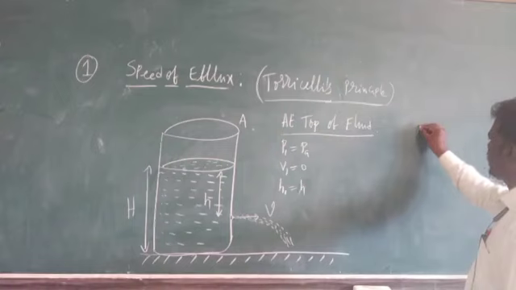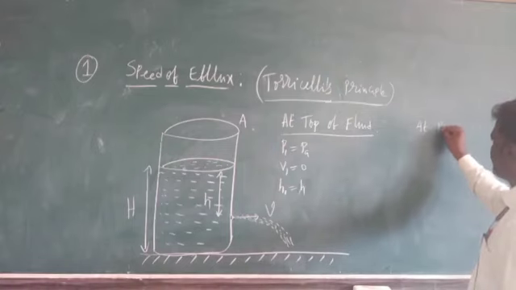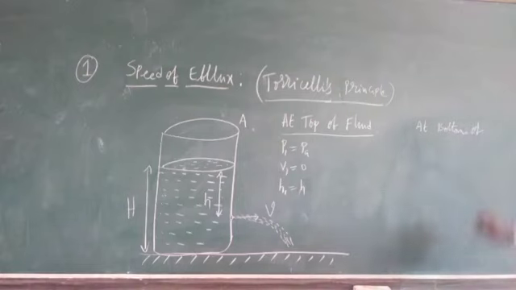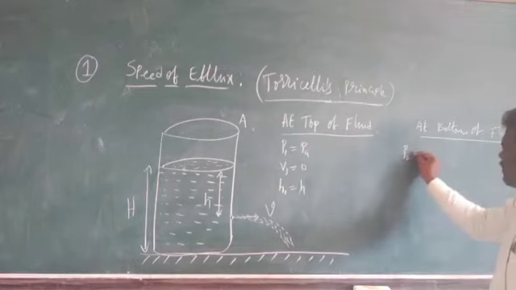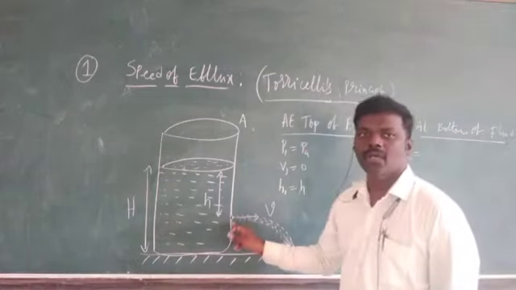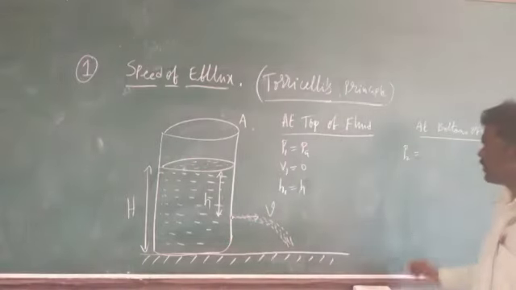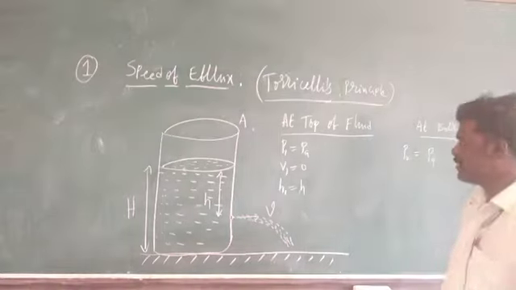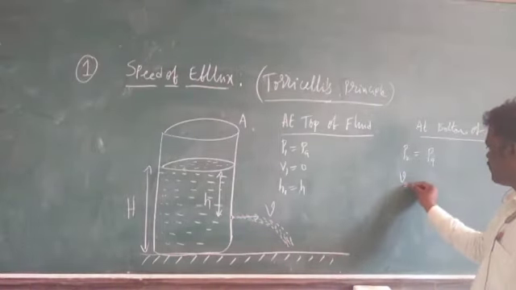Next I'm taking the bottom of the fluid, the orifice. Here at the orifice the pressure is also atmospheric, since it is exposed to the atmosphere, so P2 equals atmospheric pressure. And the velocity is V2.